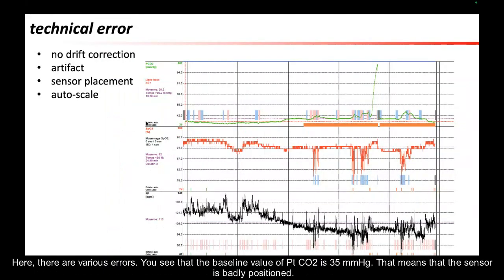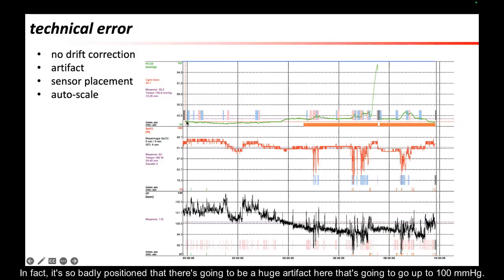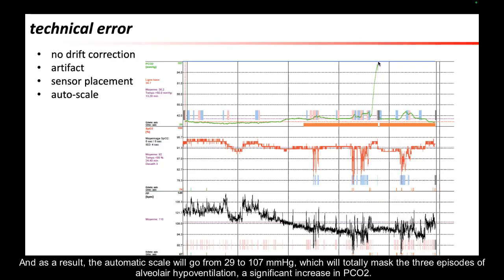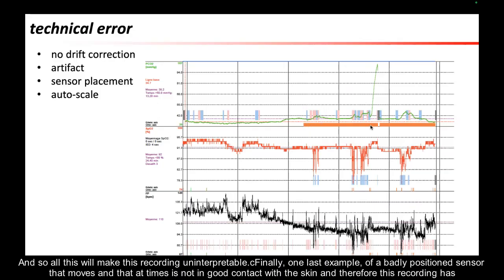Here, there are various errors. You see that the baseline value of PtCO2 is 35 mm of mercury. That means that the sensor is badly positioned. In fact, it's so badly positioned that there's going to be a huge artifact here that's going to go up to 100 mm of mercury. And as a result, the automatic scale will go from 29 to 107 mm of mercury, which will totally mask the 3 episodes of alveolar hypoventilation, a significant increase in PCO2. And so all this will make this recording uninterpretable.